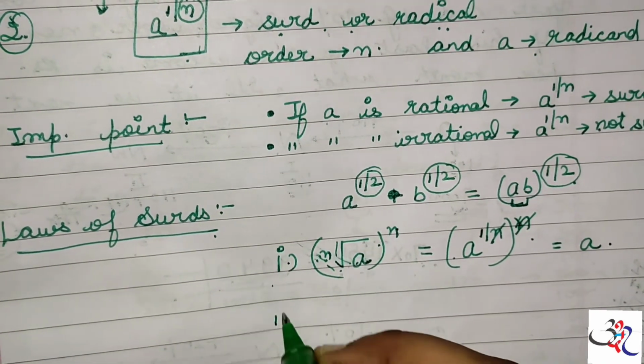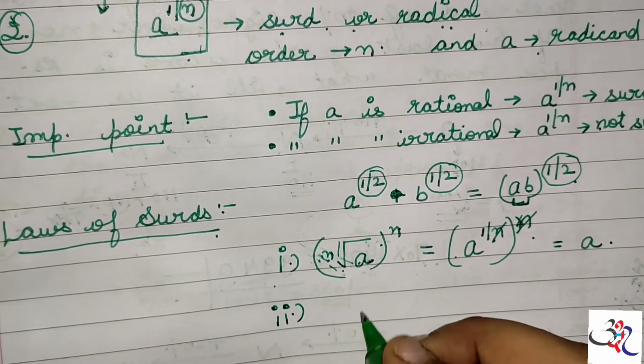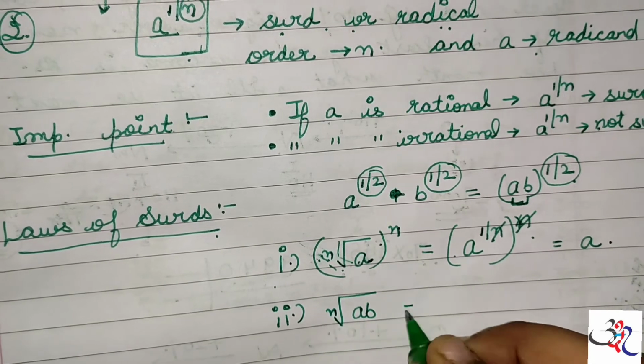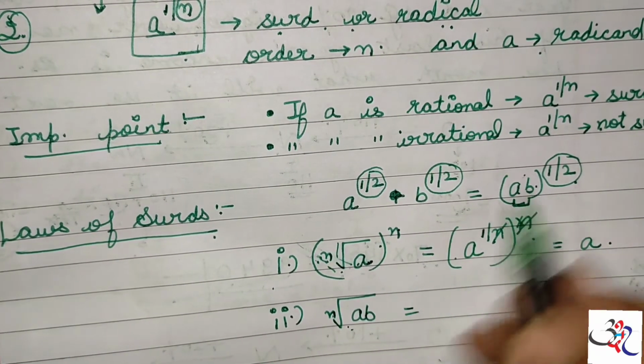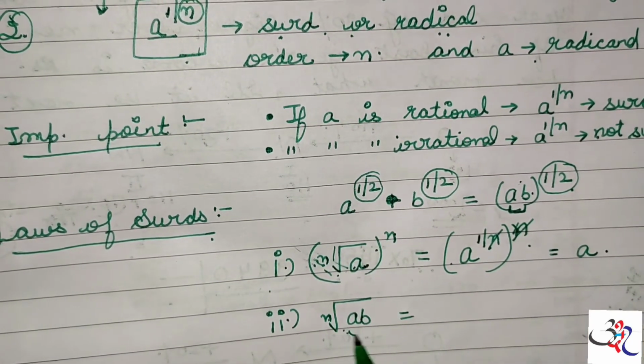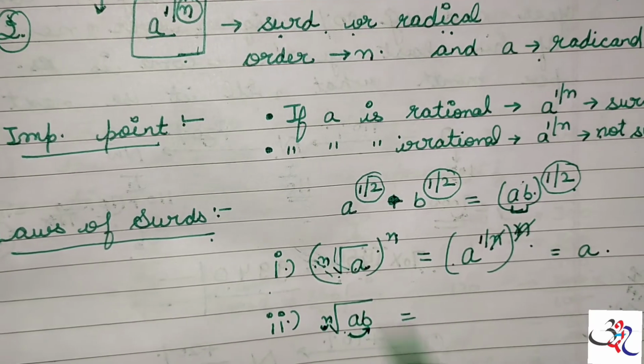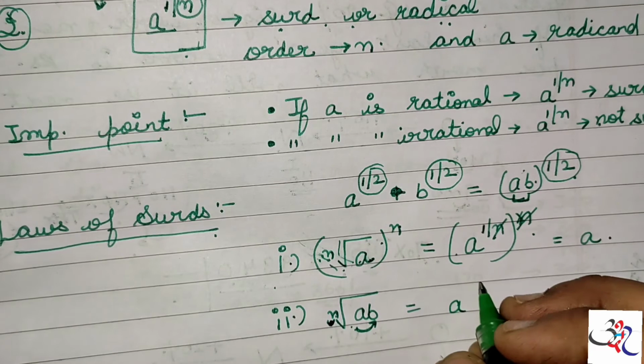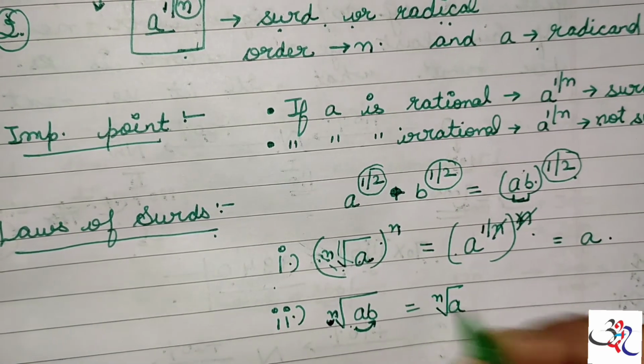Then coming to the second rule. Suppose this is my rule: ab raised to the power n, the reverse of this. If they are combined and the order is the same, then I can write it down as a raised a.